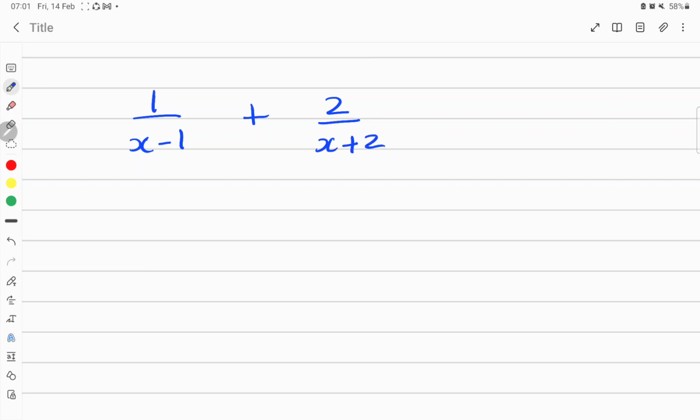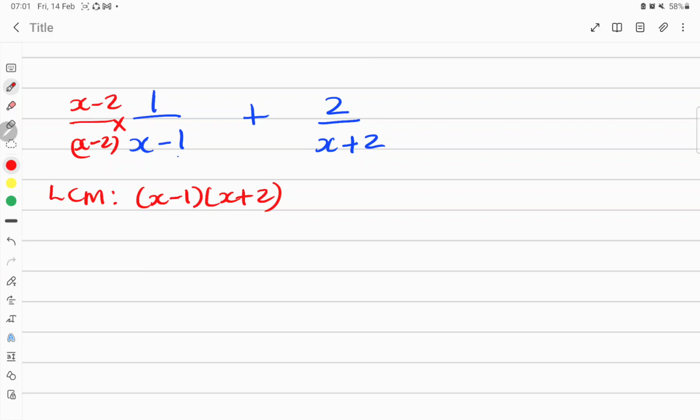Now what is your LCD? Remember, when you have something like this, that is your LCD basically. x minus 1, x plus 2. That is your LCM. x minus 1, x plus 2. Now I'm going to times here by x minus 2. Why? Because I have to obtain x minus 1, x plus 2.